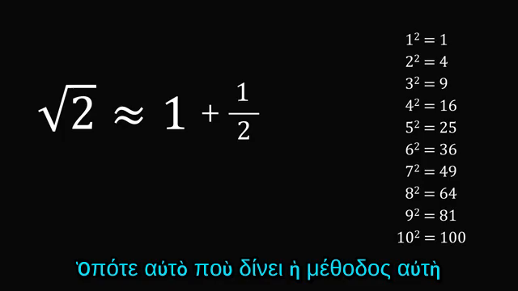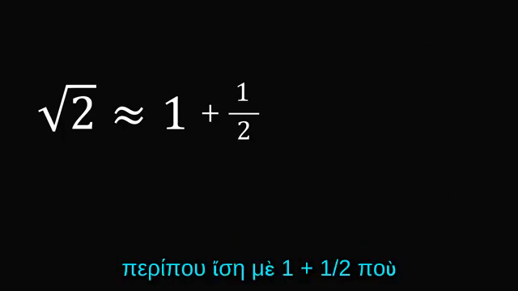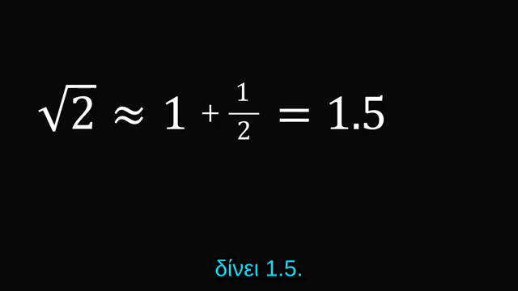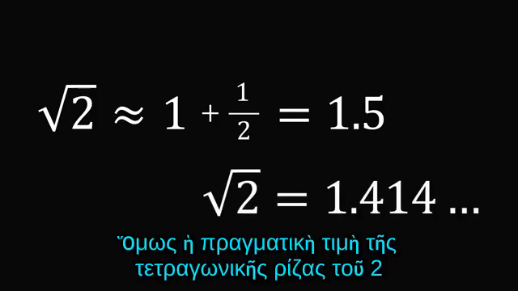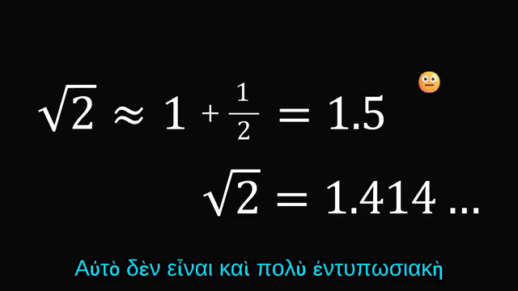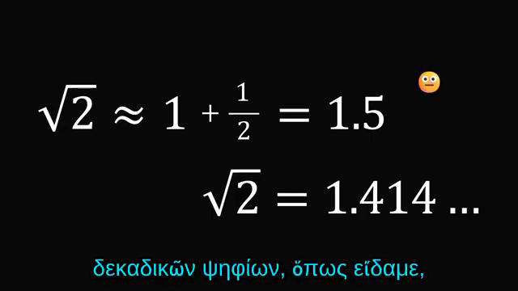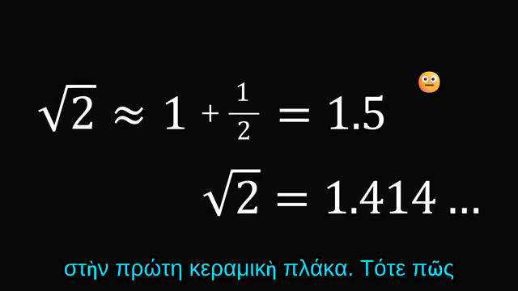So what does this method give us? It gives us an estimate that the square root of 2 is approximately equal to 1 plus 1/2, which equals 1.5. But the actual value of the square root of 2 starts out as 1.414. So this is not a very impressive approximation. It is not accurate to 5 decimal places, as we saw in the very first clay tablet.